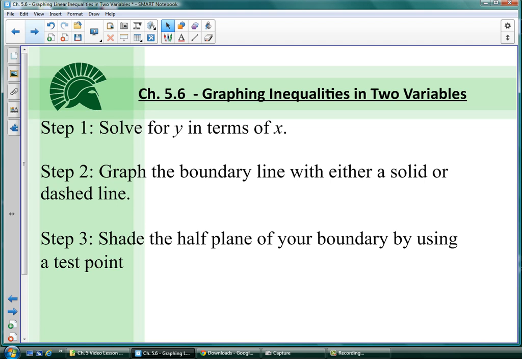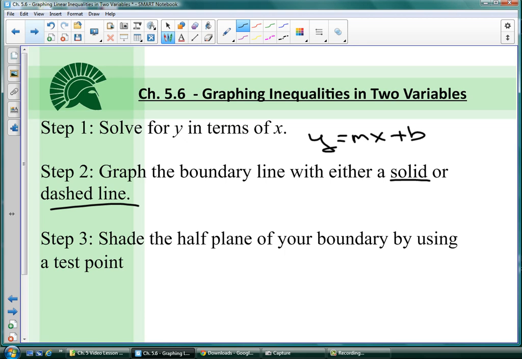So in order to do this, we need some steps. The first thing we want to do for all of these is solve for y in terms of x. Basically, we want to end up with our trusty, handy-dandy y equals mx plus b. We want to get y by itself. Step 2, we want to graph the boundary line with either a solid or a dashed line. Now, open circles went with a dashed line, so the closed circles that we talked about before would go with a solid line. The last part we have to shade, just like before we had to draw an arrow in the direction of the things we were talking about. This time we have to shade in the whole half plane in the direction that we're talking about.